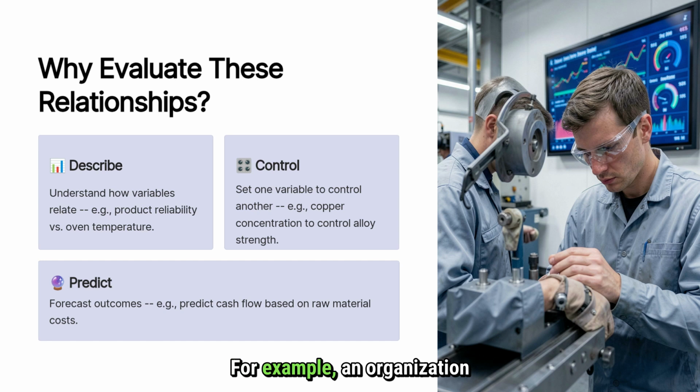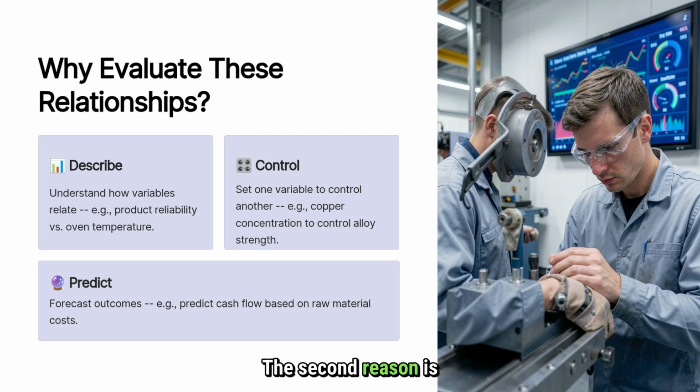For example, an organization may study the relationship between oven temperature and product reliability to determine whether changes in temperature affect product performance. Understanding these relationships provides valuable insight into process behavior and helps identify important factors influencing results.